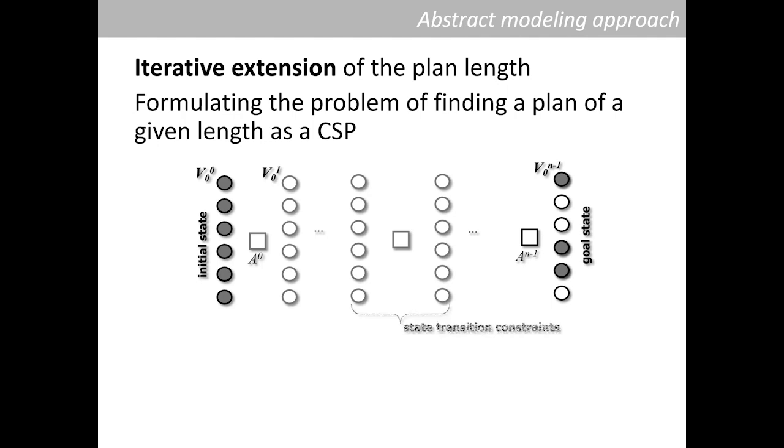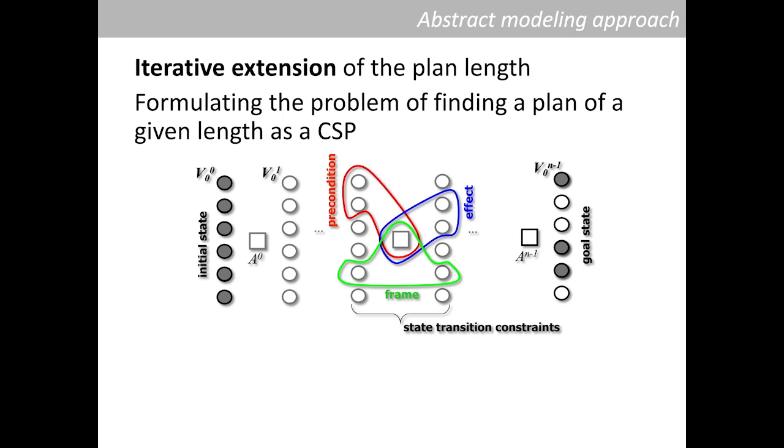And now we need to specify the constraints, encoding the transitions between the states using the actions. There are several types of these constraints. We need to describe the precondition of the action by connecting the action variable with certain state variables from the preceding layer. In a similar way, we can describe the effect of the action. We just connect the action with the state variables from the next layer. And we should not forget that we also need to describe that the action is not changing some state variables. So we need to encode the frame axiom. So this is the core model.